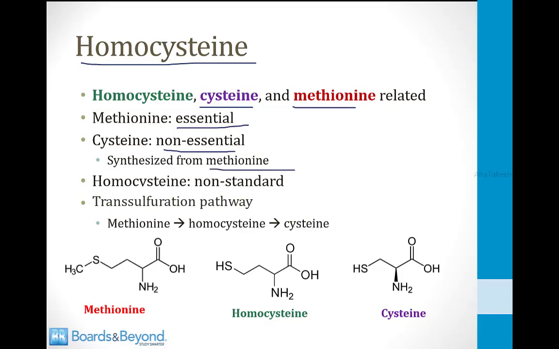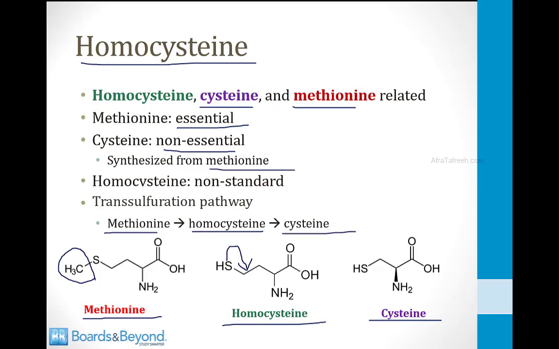If you look at the bottom of the screen here, you can see the chemical structure of these three amino acids, and you can see that they are very similar. This is the structure of methionine on the left side of the screen here. If you remove this methyl group, you will have the structure of homocysteine. And then if you take this sulfur group in homocysteine and move it one carbon closer to the carboxylic acid, you will have the structure of cysteine. And there is a metabolic pathway called the transsulfuration pathway by which methionine is converted to homocysteine and homocysteine into cysteine. And that's what we'll talk about in the next few slides of this module.